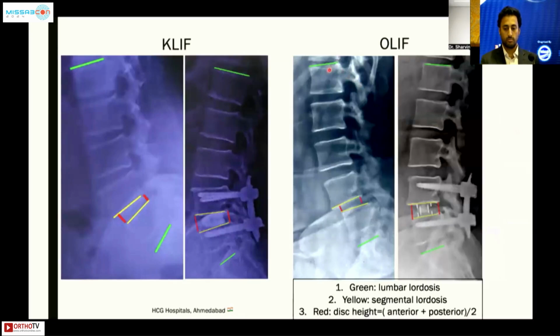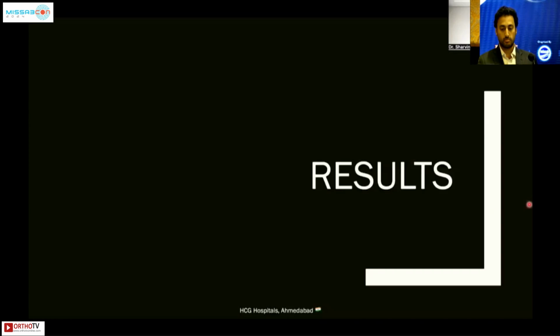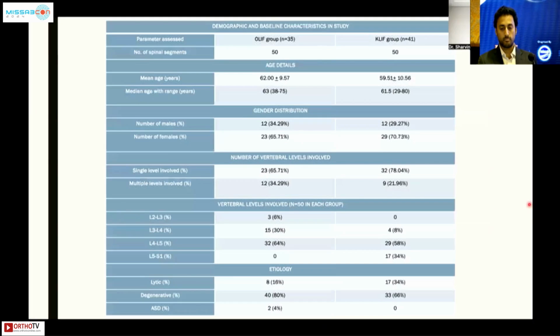The lumbar lordosis and the segmental lordosis can be measured on the software itself, and the disc height is measured as the average of the anterior and the posterior disc heights. This is the demographic data. Both the groups have 50 spinal segments. The age and gender distribution is similar. Degenerative etiology was the most common and L4-5 was the most common level involved.